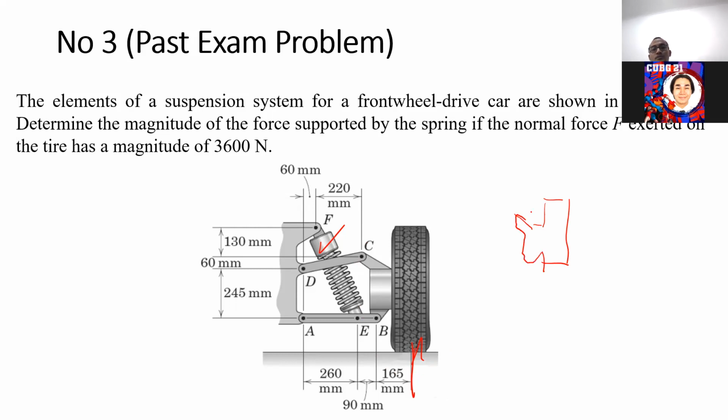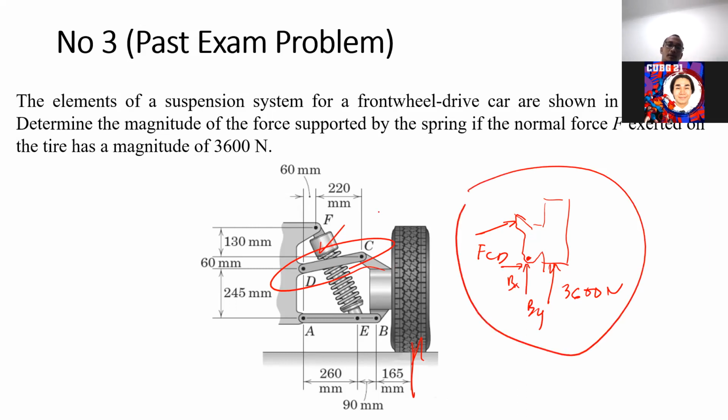Okay, we can just draw this particular free body diagram, and we have a 3,600 Newton load there. Beside that at C, because CD is a two force member, you have to put FCD like that. And at B, because AB is not a two force member, at B there will be BY and BX. From this free body diagram, you will be able to find out BX, BY, and FCD.